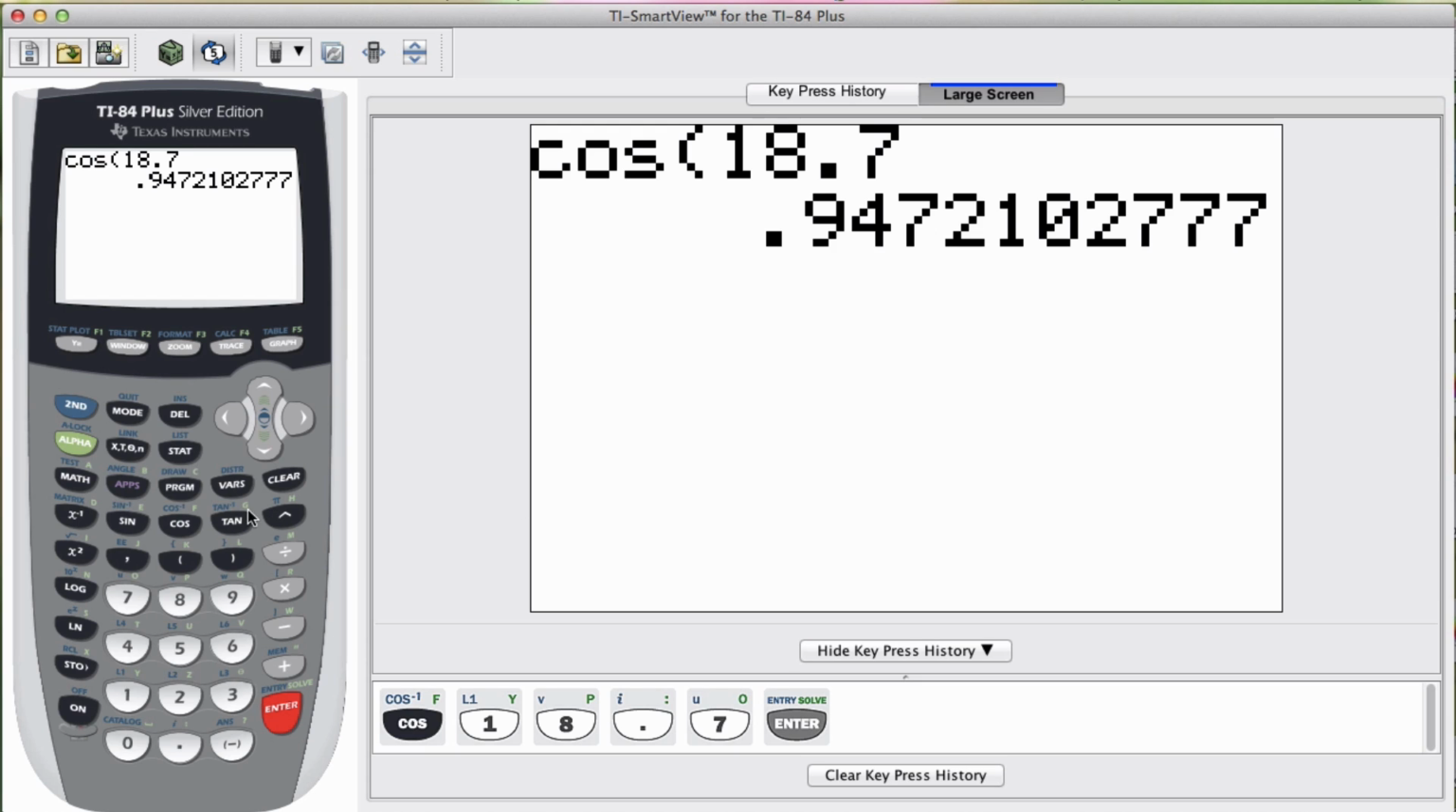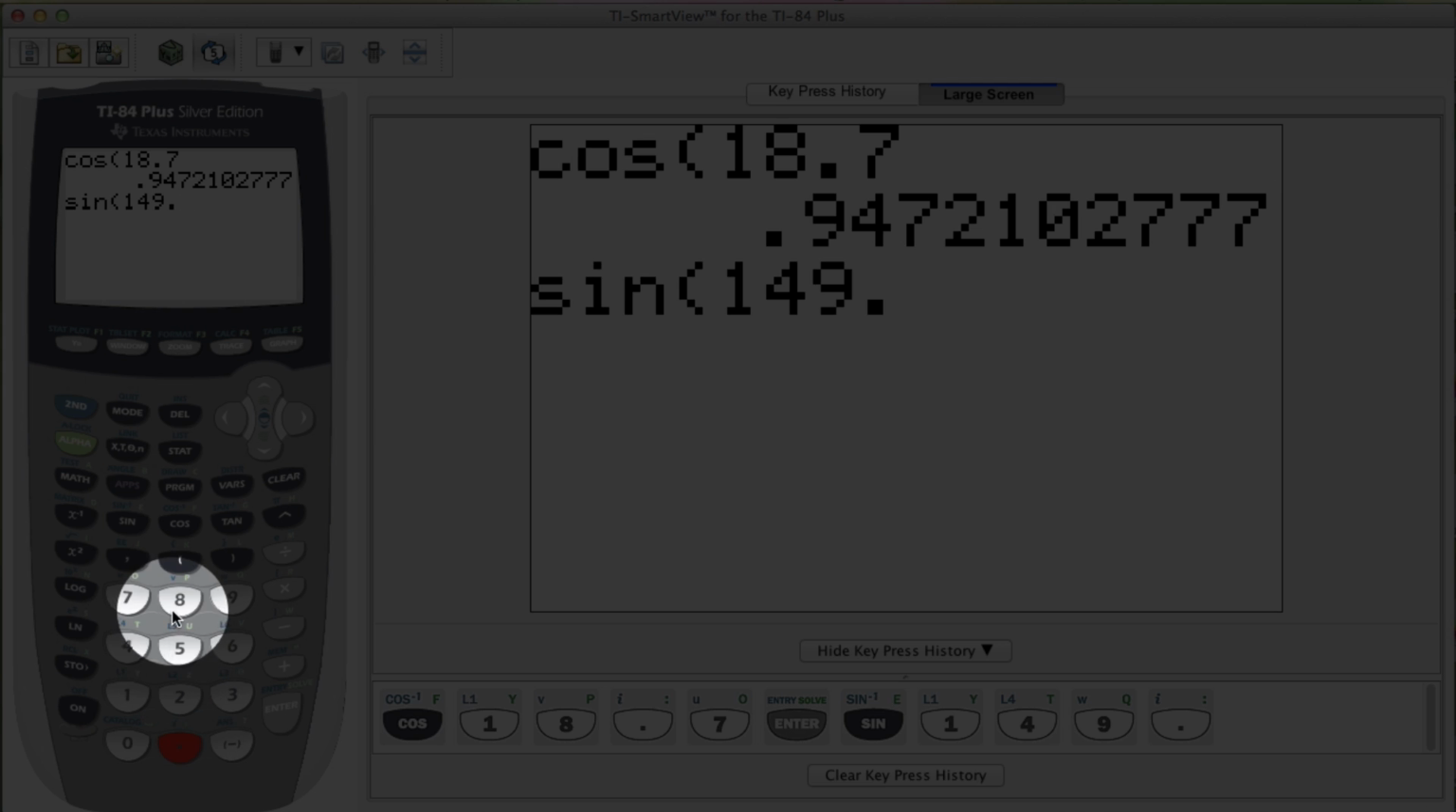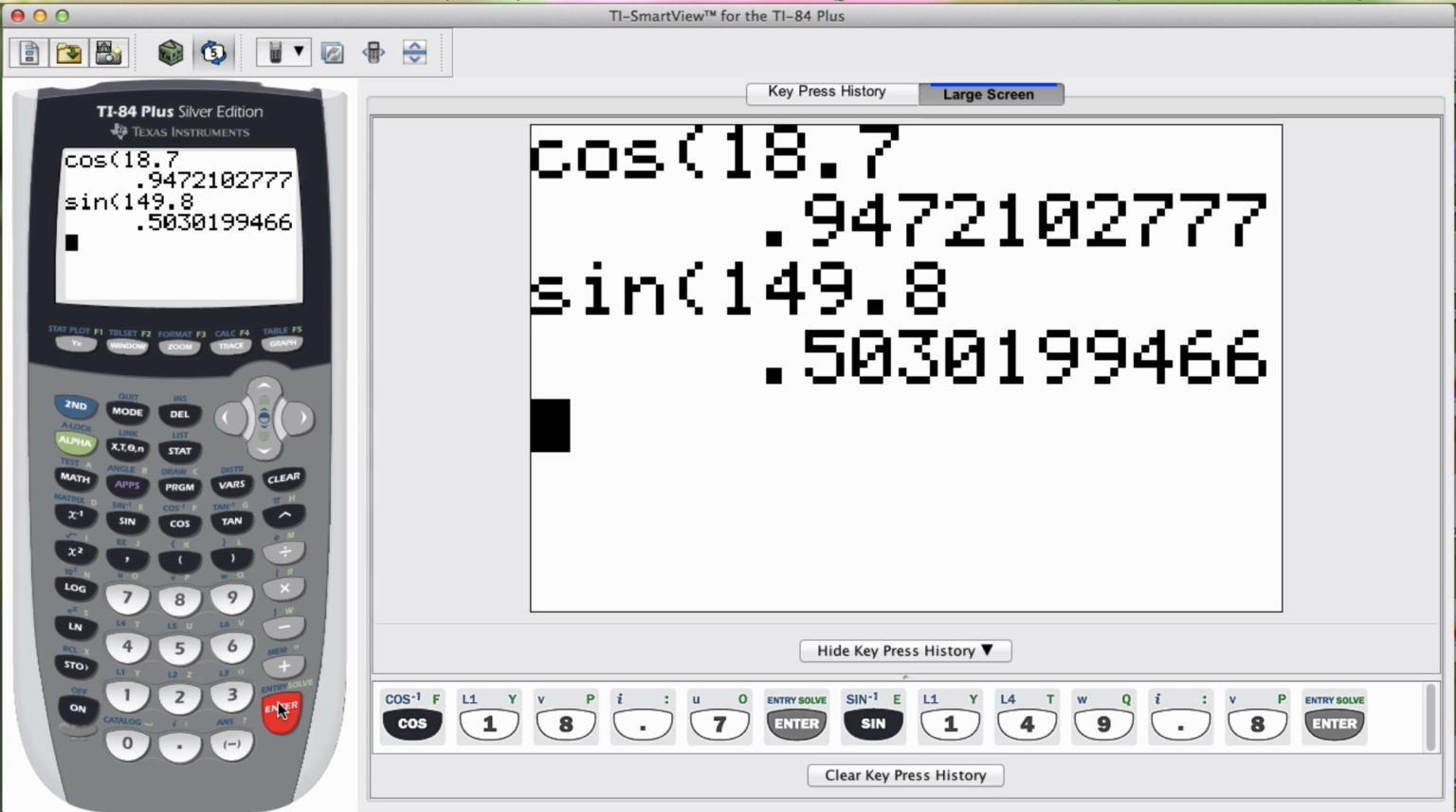So if we look at number five, it is very similar. This time it is sine, so I'm pressing sine of 149.8. And then when I press enter, I'm going to have 0.5030 as my answer.